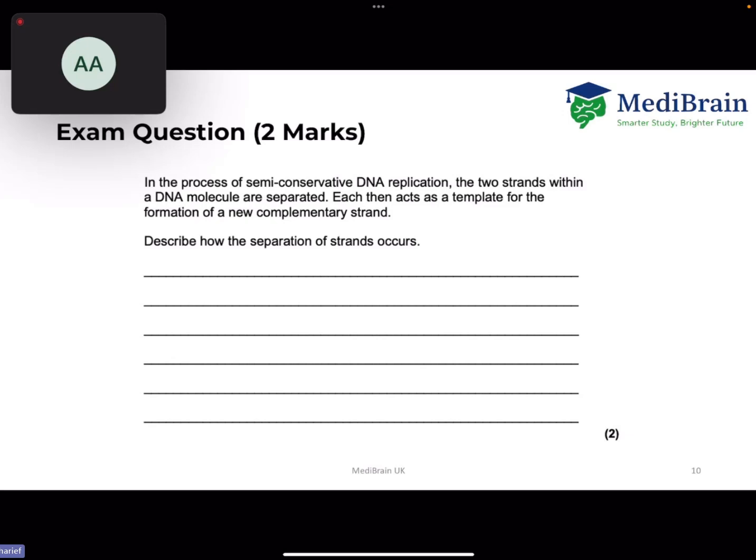Feel free to have a go at it. I'm just going to be going through how we can answer this question in relation to the mock scheme. So basically, how does the separation of strands occur? Well, what happens in step one? We had DNA helicase, right? DNA helicase breaks the hydrogen bonds between the complementary base pairs of DNA. That's the sentence I told you to remember, and that's basically what I'm going to write.